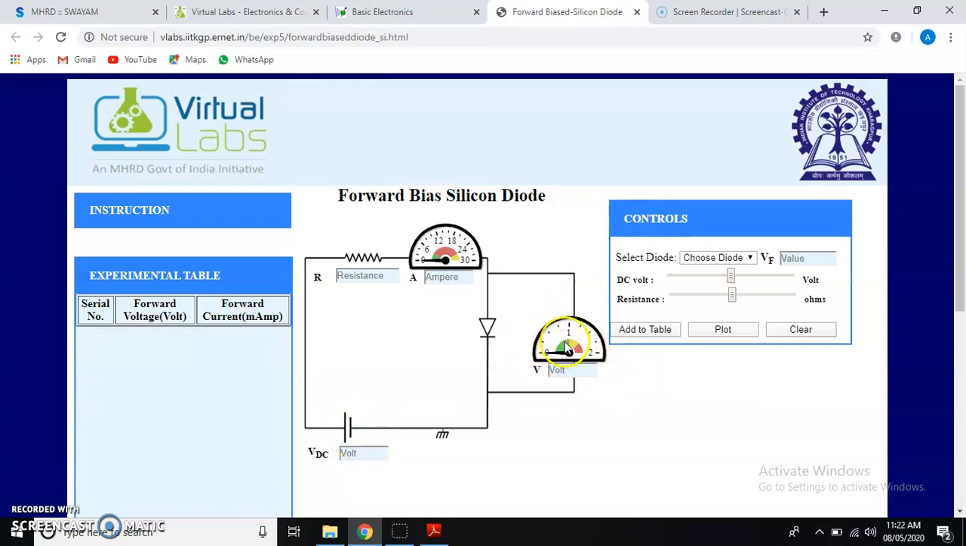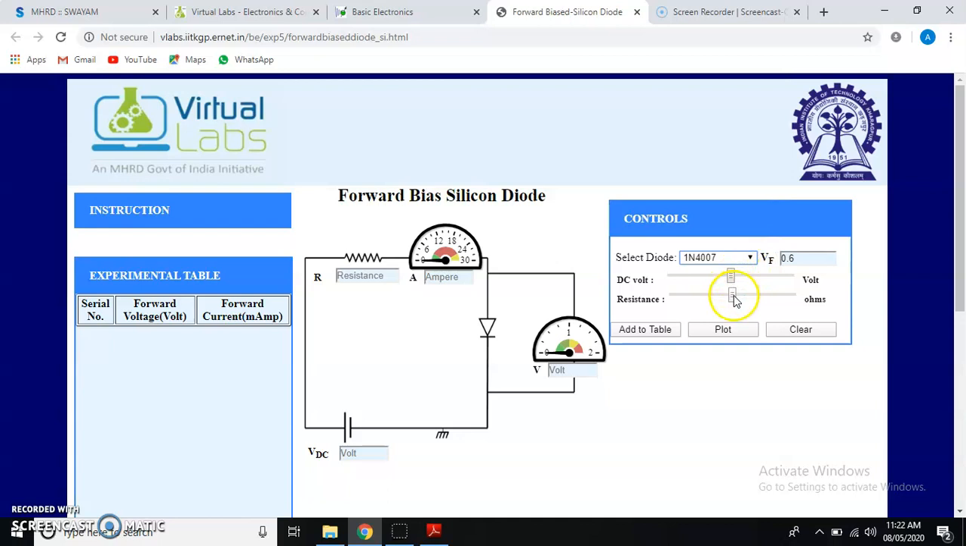And this particular one is a voltmeter, which is supposed to measure the voltage across the diode. Since voltage is measured across the two terminals of the device, the two ends of the multimeter are connected to the two terminals of the diode. Okay, now how to perform? Select the diode first. Let us select the 1N4007 diode. The 1N4007 diode is selected. Its cut-in voltage is 0.6.